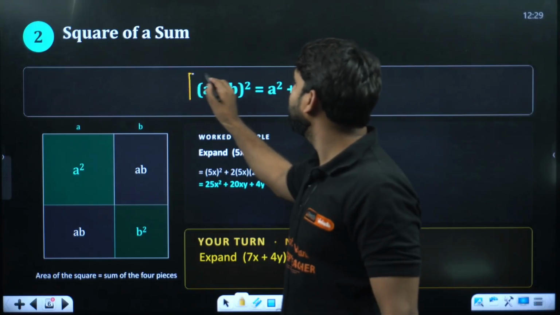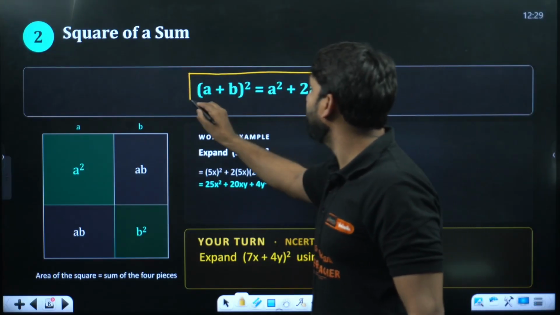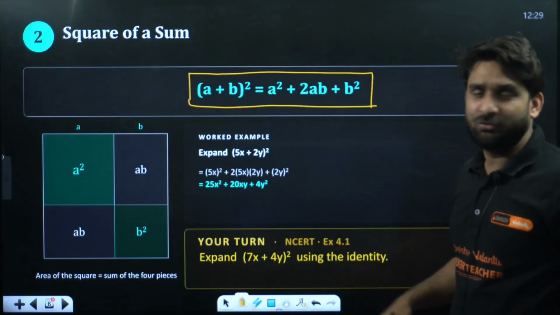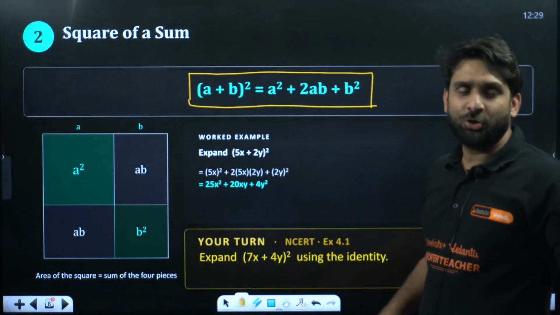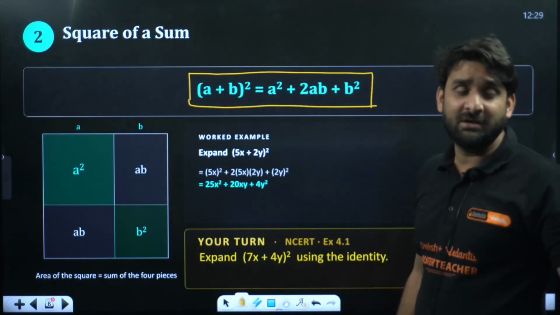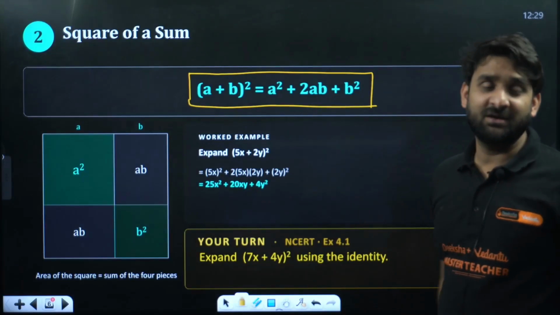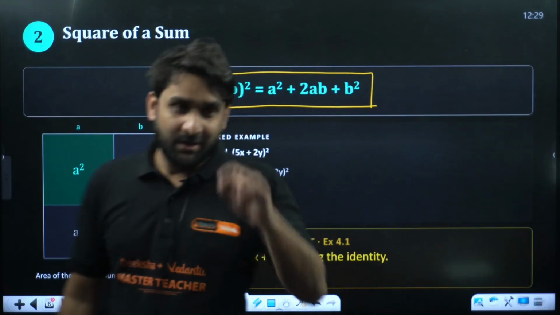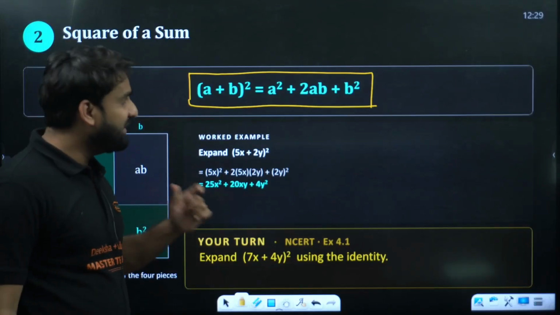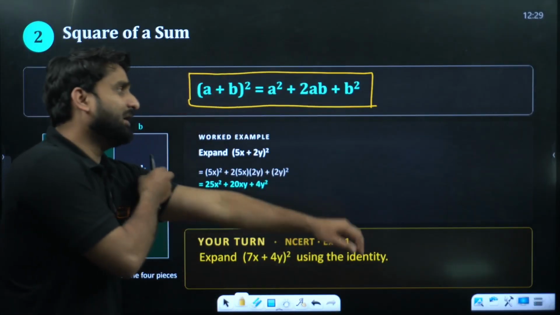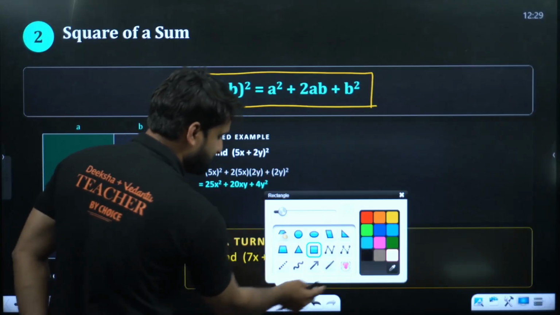Now you might be thinking, sir, why should we trust you? We don't believe you. Is this identity right or wrong? Could you please prove this identity in a simple manner? Show us whether this identity is correct or not. So let me show you. Let me prove this identity in a very magical way.